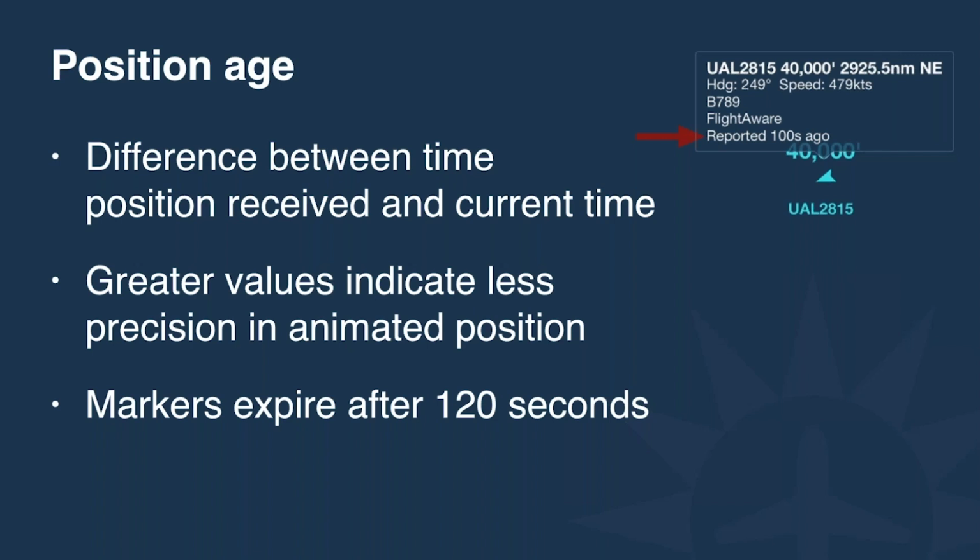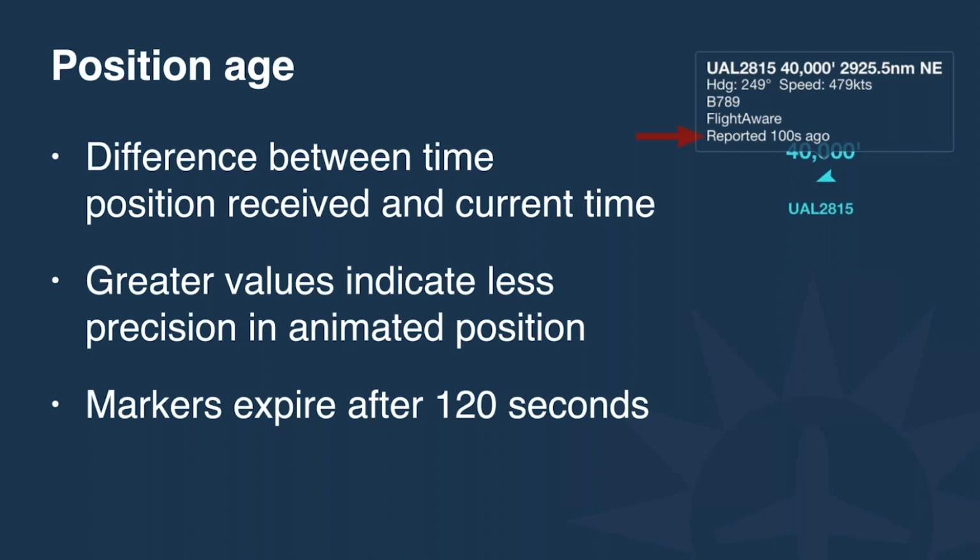Other key parts of the popover here, you see we've got the call sign up there in the popover, just like we do on the map. We've got the altitude there, again, pressure altitude. We've also got the distance in nautical miles from your current position. So this United Airlines flight over the Atlantic Ocean was 2,925 miles to the northeast of my position here in Central Texas. We've got the heading displayed there in degrees and the speed in knots. In many cases, we'll also have the aircraft type there. Again, this was a Boeing 787-900, so you'll see the type code there.